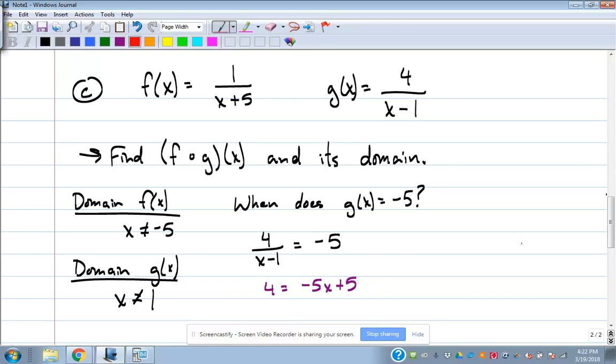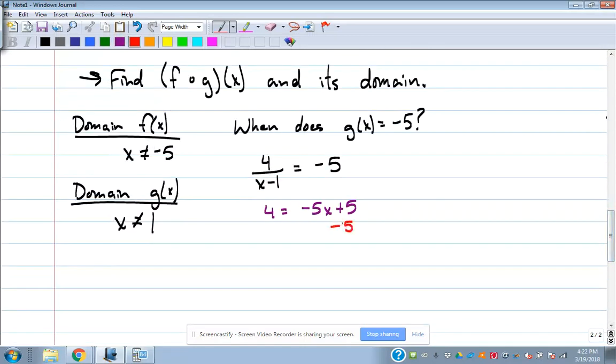And then subtract 5, 1 equals negative 5x, divided by negative 5. 1/5. X can't be 1/5. Okay, so there's a restriction on the composite function.